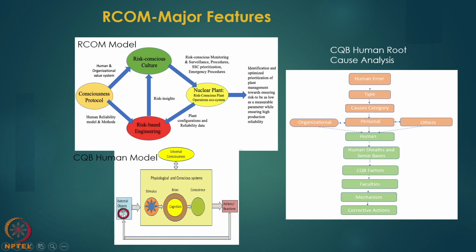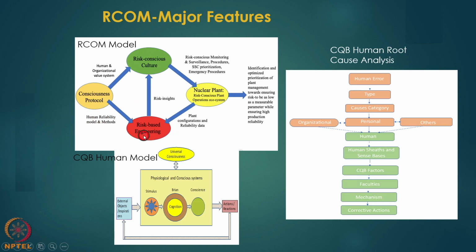What are the symptoms of our actions or reactions? And when we discuss the plant model, the ORCOM model, we have risk conscious culture, because we have a consciousness protocol. Probably it will be the second or third lecture, and it is to redefine the human model or human factor model and all. So, officially or systematically, we take into account the human considerations here.